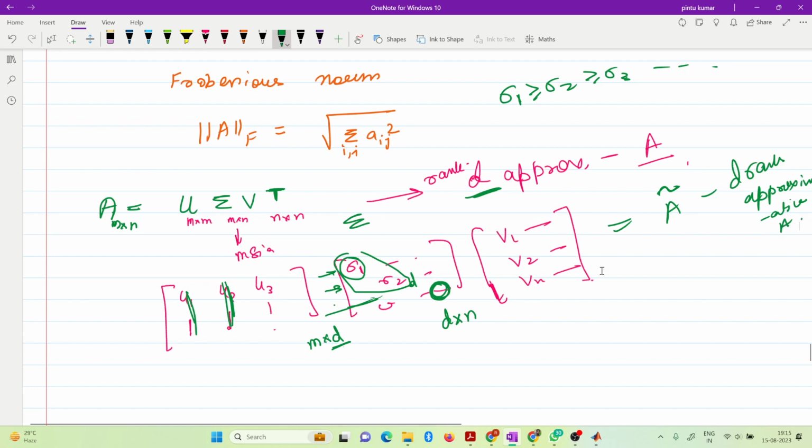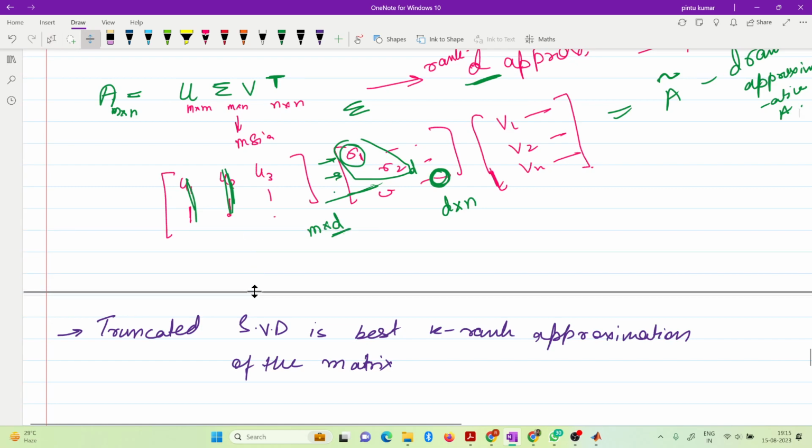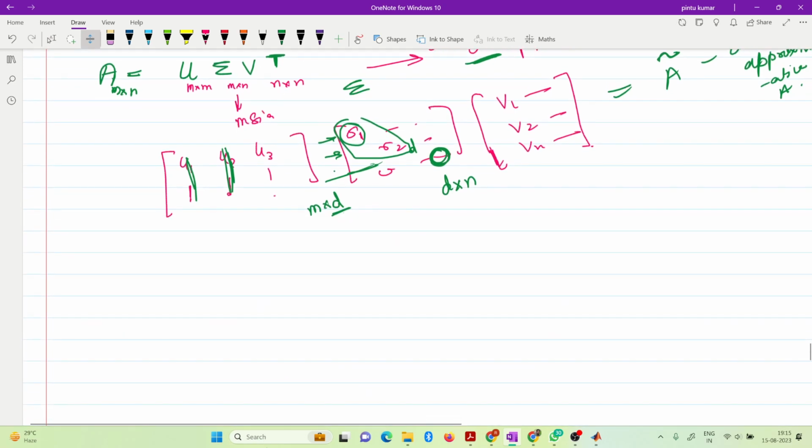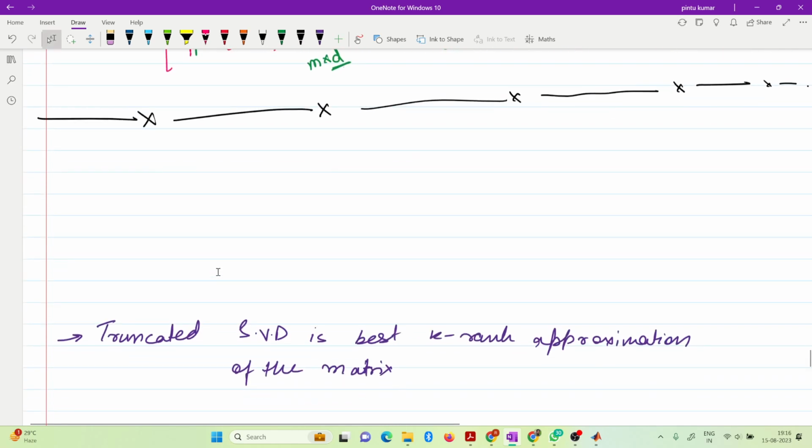As somebody said, I'll just explain it again. That D depends on your choice. It's up to you what rank approximation you want to find based on your application. I'll just explain it again.